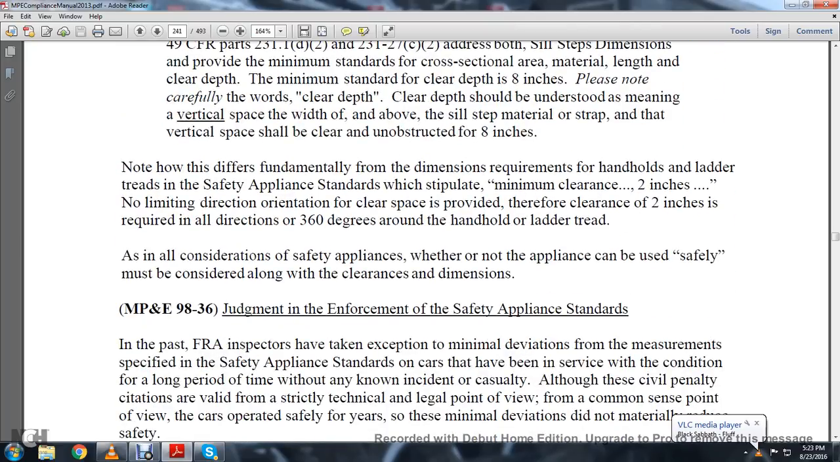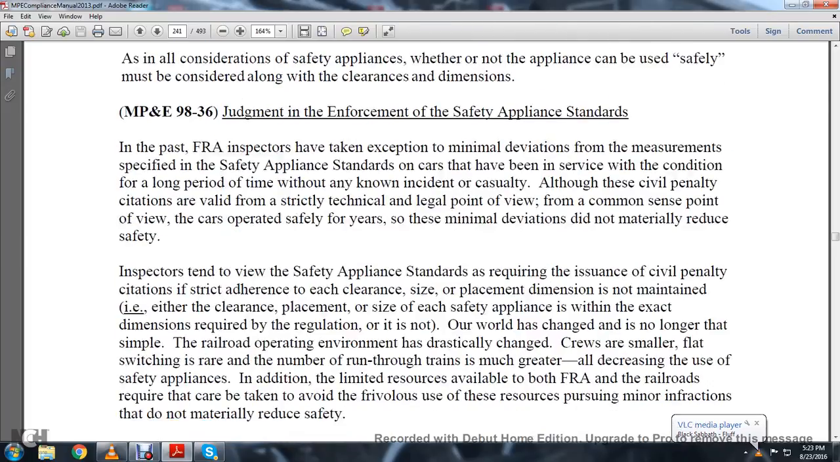Note how different this is from the fundamental dimension requirement of handholds, ladders, and treads, where the safety appliance standards stipulate a minimum clearance of 2 inches, not limiting orientation for the clearance. It is provided through the clearance of 2 inches required in a 360-degree direction around the handhold, ladder, or tread. Also, in considering safety appliances, whether or not they are in compliance and can be used safely must be considered along with the clearance and dimensions.